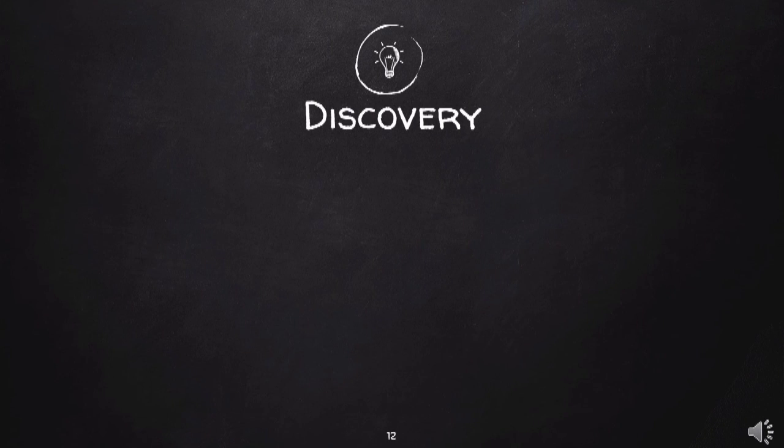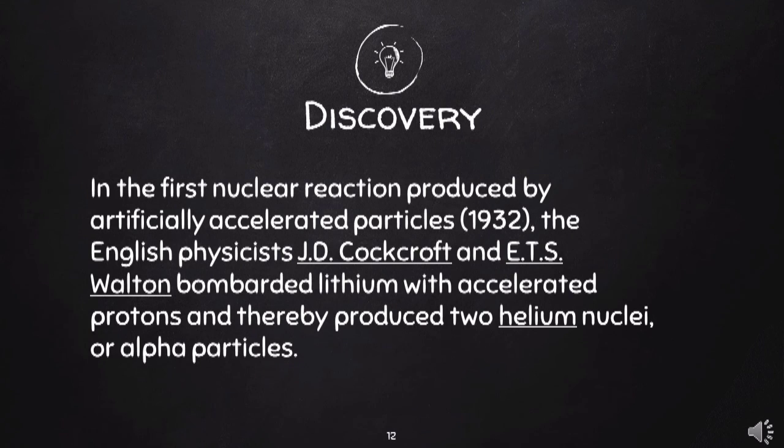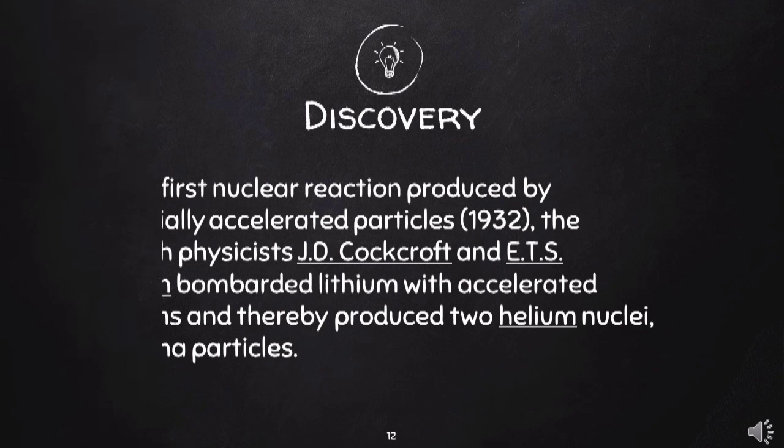In the first nuclear reaction produced by artificially accelerated particles in 1932, the English physicists J.D. Cockcroft and E.T.S. Walton bombarded lithium with accelerated protons and thereby produced two helium nuclei, or alpha particles.